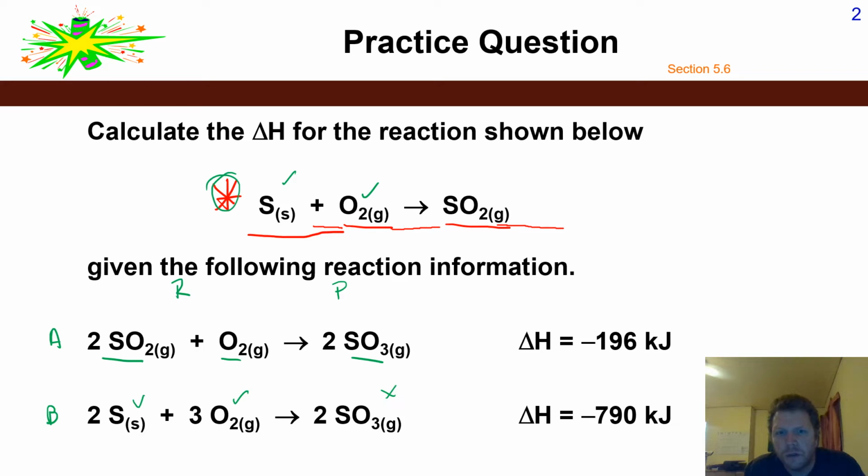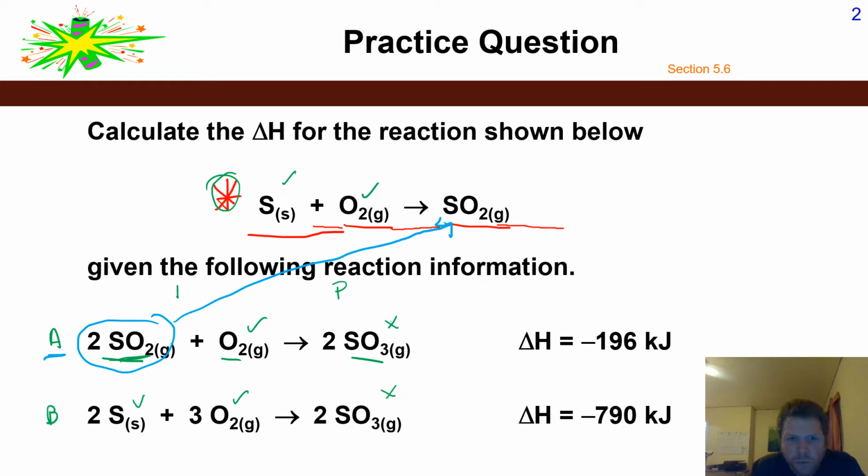So let's go back. SO3 is not found in either of these two reactions. O2 is found as a reactant, and SO2 is found as a product. When I look at reactions A and B, I see SO2, but SO2 is only found as a product in my overall reaction. So what I need to do is manipulate these two reactions, A and B, to match my overall reaction. This is where we get back to Missy Elliott's hit song, Work It, and that is reaction A. We're going to flip that one and reverse it.